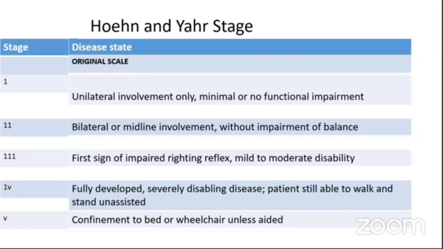Stage 3 is the first sign of impaired righting reflex and mild to moderate disability. If there is mild to moderate disability and postural disturbance, we call it stage 3. Fully developed, severely disabling disease, where the patient is still able to walk and stand unassisted, we call stage 4. And when the patient is completely confined to bed or wheelchair, it is called stage 5. So the staging is helpful for prognostic purposes.